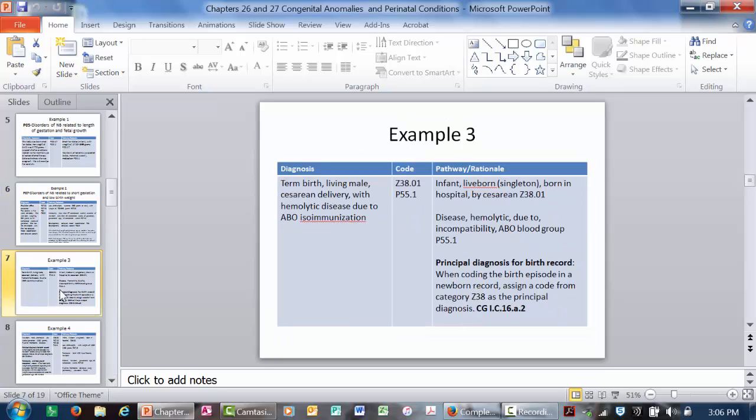In this example, the Z38 code is your principal diagnosis because we are coding the birth episode. Then following that birth episode code, we're now going to code the hemolytic disease due to the ABO isoimmunization. There are the pathways on the right.